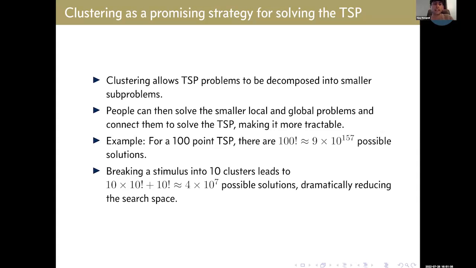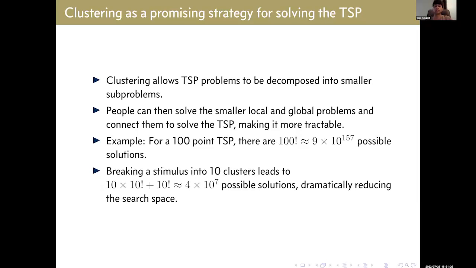So we thought that clustering is a promising strategy for people to be using to solve the traveling salesperson problem, because it really reduces the search space. It decomposes the problem into smaller subproblems, which participants can then solve and then connect all the smaller subproblems together. It makes it way more tractable.